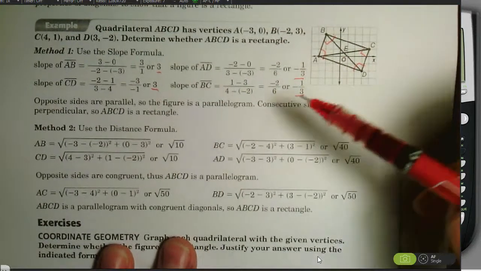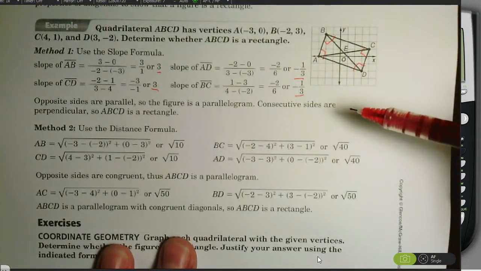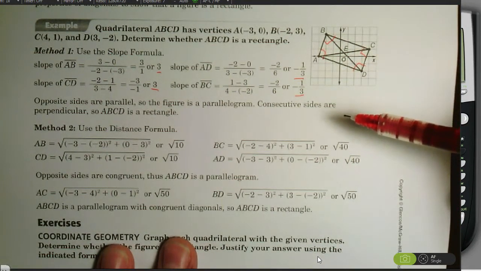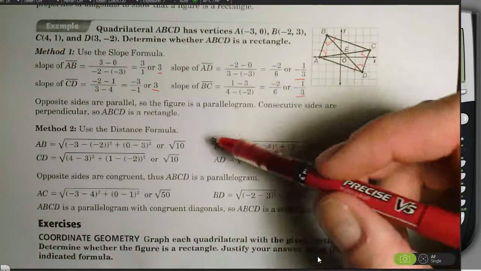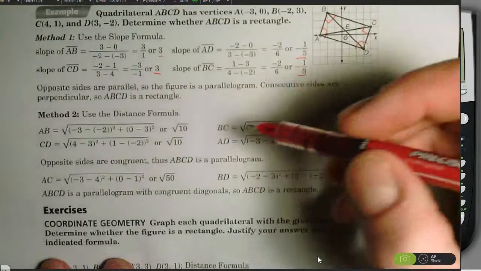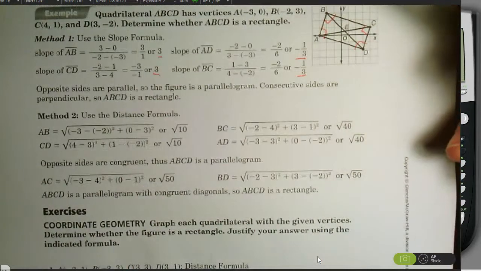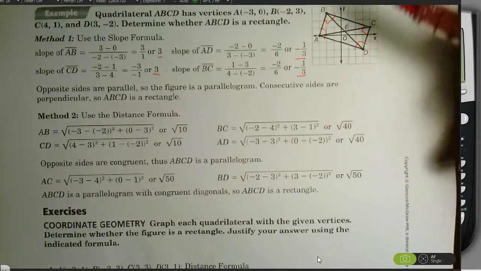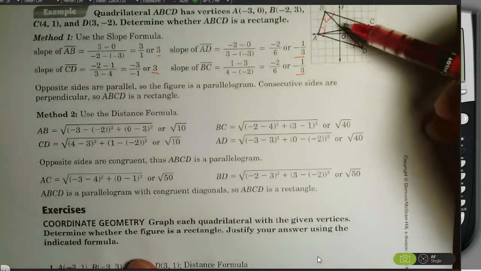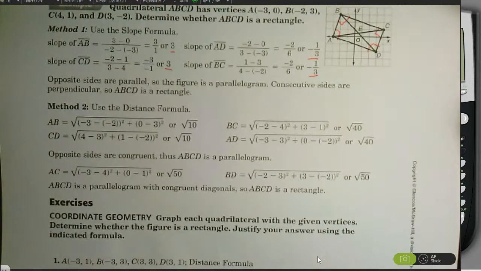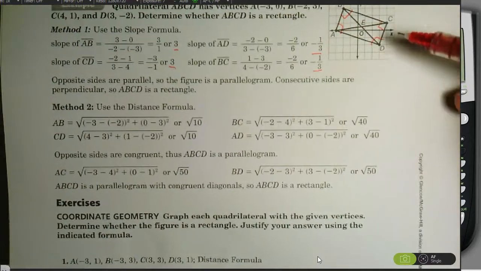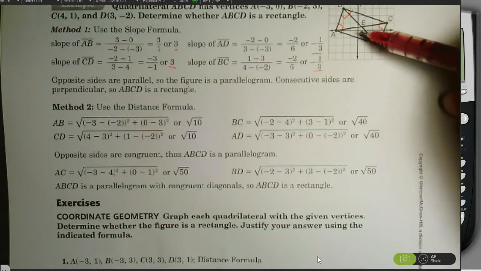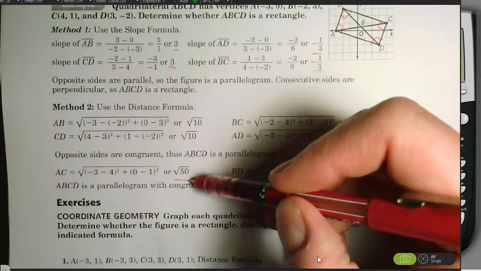The other way to do it, and this is actually the quicker way, believe it or not, is to not use the opposite sides being congruent like they've done up here. Actually, we can skip this, because one of our theorems is if it's a parallelogram with congruent diagonals, it's a rectangle. Well, we would know that from doing the slopes already, that it's going to be a parallelogram. The next easiest thing to do is this.